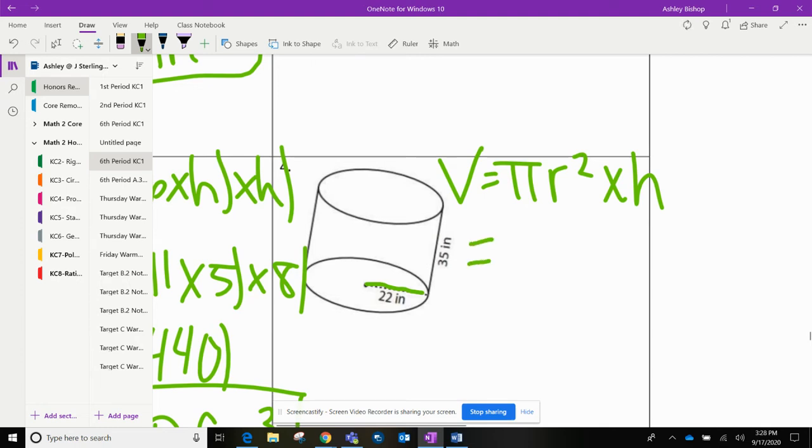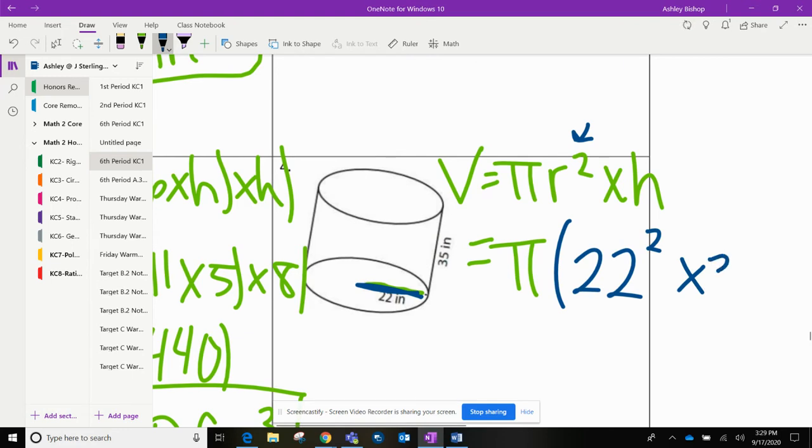I'm going to go ahead and substitute in my information. Pay attention to this part very carefully. We're going to leave our answer in terms of pi, so we are just going to bring pi along for the ride. Pi is not going to show up in my calculator. So pi is just going to be brought along, and I'm only going to put in my calculator all the numbers. So I have my radius, which is 22 squared, don't forget this squared here, times the height, which is 35.